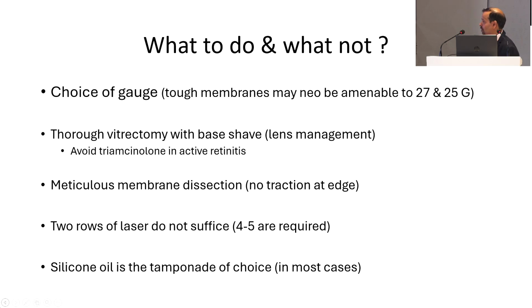As I mentioned, there should be no traction at the edge of healed and necrotic retina. As Dr. Rohan mentioned, a broad laser has to be there. Two rows of retinal laser, which we normally do in a break, do not suffice here. You need to give 4 to 5 layers, as we give in a case of GRT. And even in the cleanest of cases where you think you can get away easily, please do not leave the eye under gas because these eyes are very prone to PVR. So oil is the tamponade of choice in most of these cases.